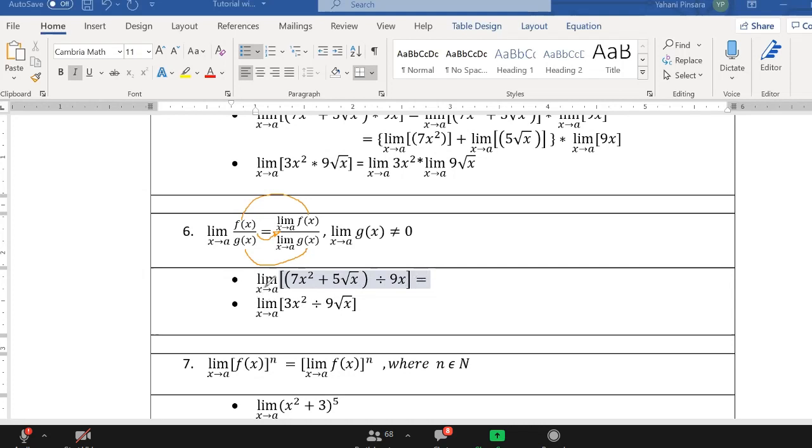x and 9x is of course not equal because when we multiply x by 9 only, we get 9x.